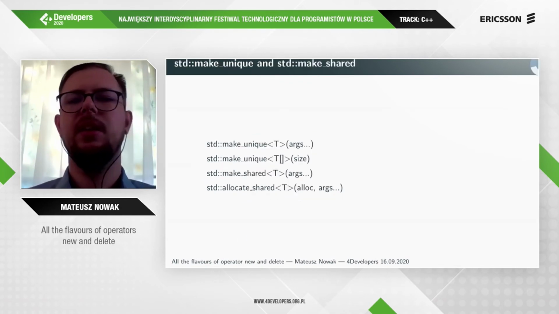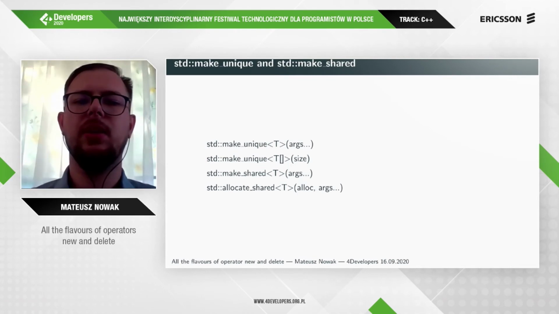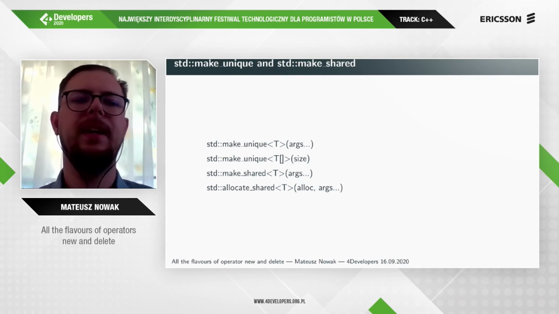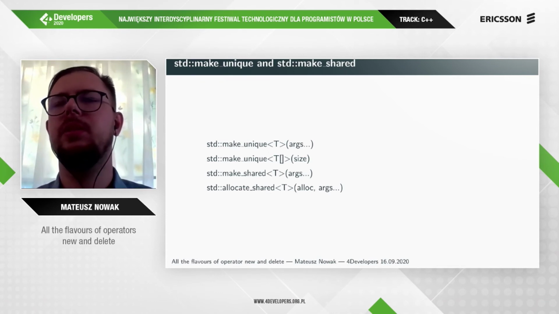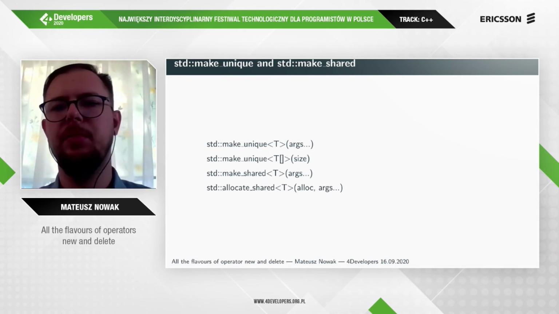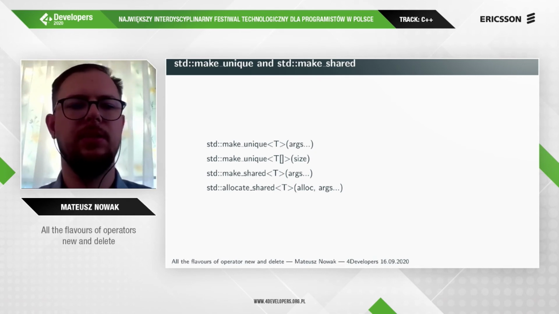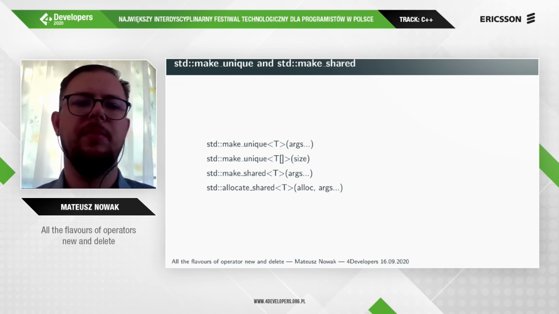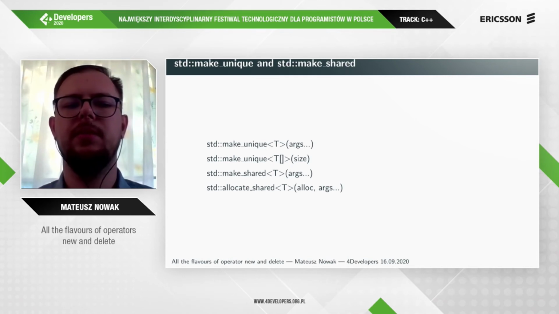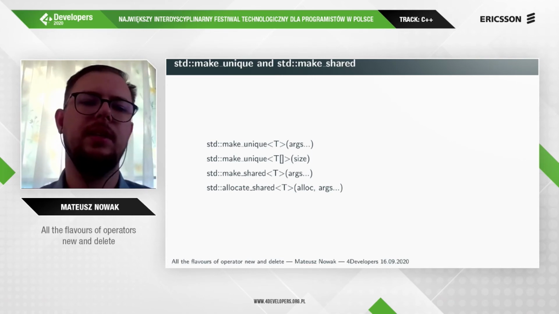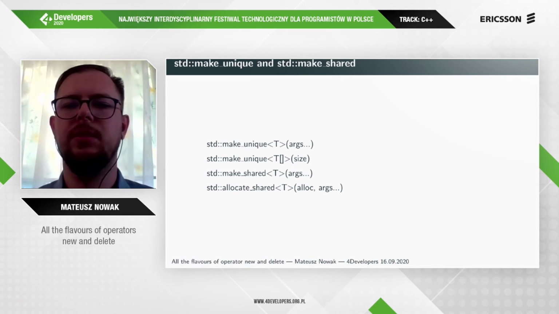Okay. So how can we allocate using smart pointers? Obviously, we could call the smart pointer constructor and pass a pointer to newly allocated memory, but again, no naked new, and we have helper functions in the standard library to do this. We have make_unique for object and array, and make_shared and allocate_shared. The last two differ in this: allocate_shared accepts an allocator to use, and make_shared always uses operator new.